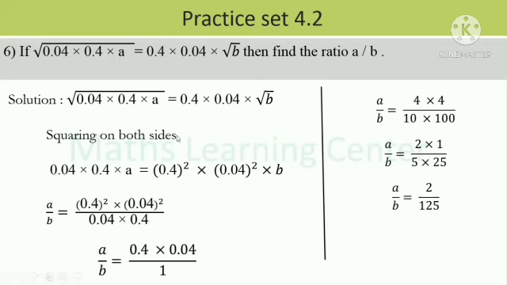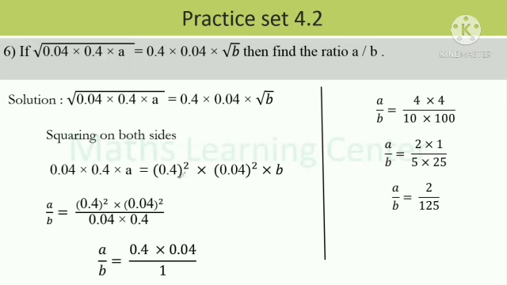Now we want the ratio of a upon b, so we shift that b. b is multiplying, after shifting it will be divided, so a upon b is equal to 0.4 bracket square into 0.04 bracket square. So these numbers also we are shifting to the right side, upon these two numbers, that is 0.04 into 0.4. Now these numbers are the same, just one is squared and one is a single number, correct? So one we can cancel.